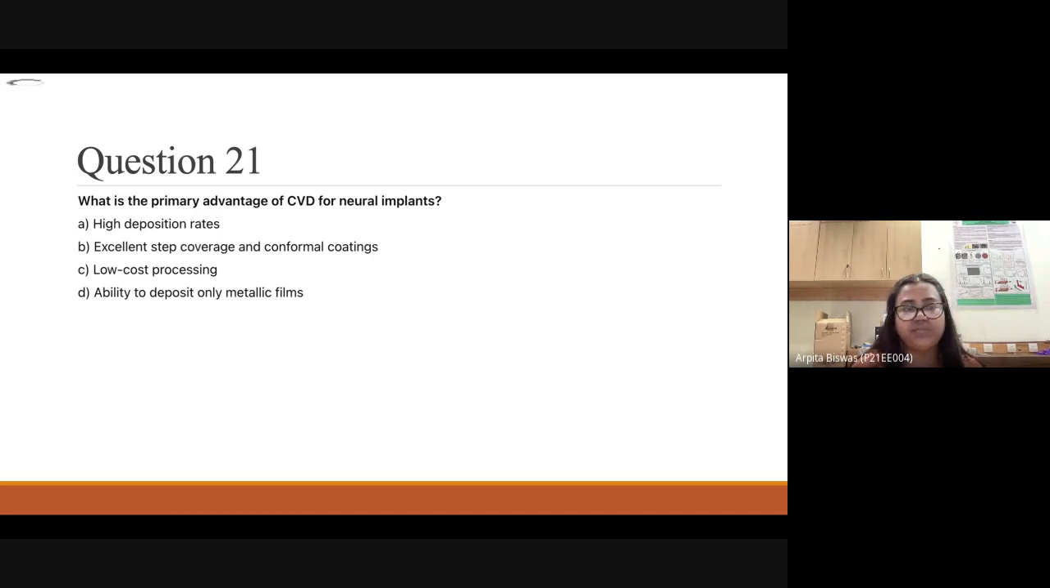And then this is question number 21. What is the primary advantage of CVD for neural implants? High deposition rate, excellent step coverage and conformal coating. Third is low cost processing. And option D is the ability to deposit only metallic films. So which one is the right option?